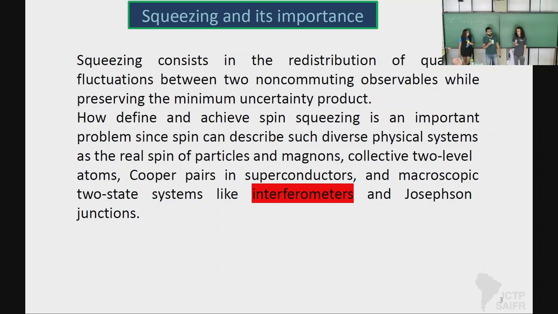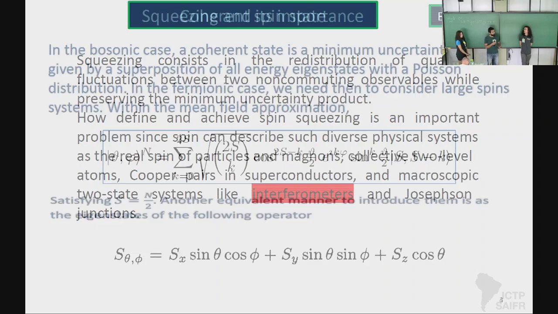So squeezing consists in the redistribution of the quantum fluctuations between two non-commuting observables, preserving the minimum uncertainty principle. So it is important in many fields of science. It is not an exclusive property of fermions, but also of bosons. And one of the applications that will be explained by the authors in this paper is in interferometers.